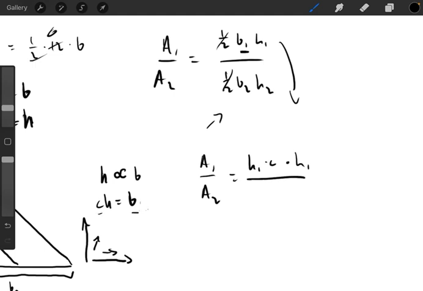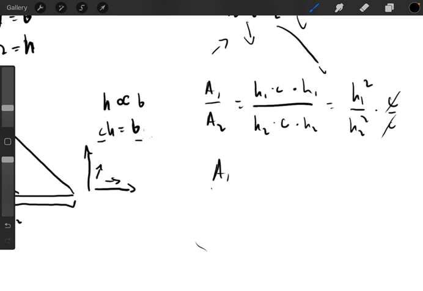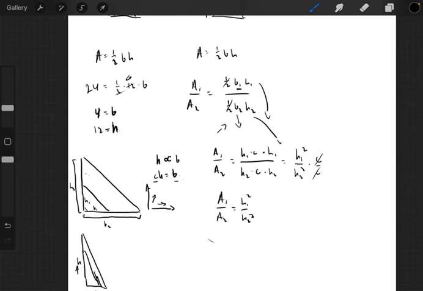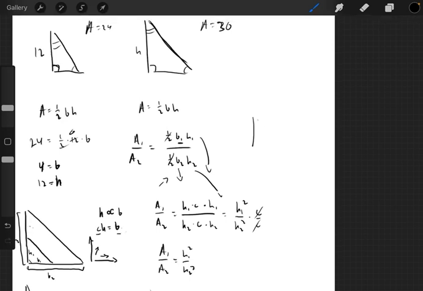Over, and this constant does not change because it's a proportionality constant. Same thing happens down here: H2 times C, because that's B2, times H2 from that. The point is that you end up with H1 squared over H2 squared times C over C. These cancel, and you get your proportions: A1 over A2 equals H1 over H2, those two squared. This extends to 3 dimensions, if you really want it to.